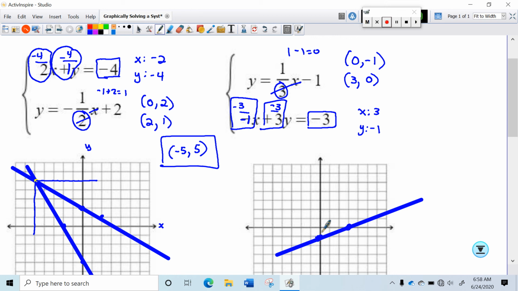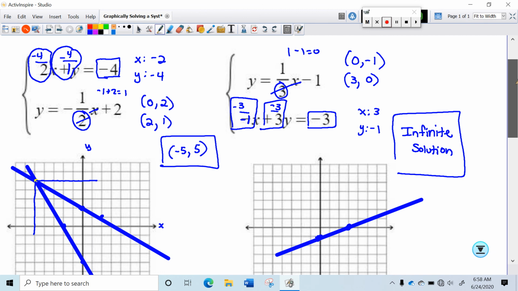Now, if you notice, those 2 points I just drew were on the same line. So technically, I have 2 lines on top of each other. When that happens, it's an infinite solution because they are touching everywhere. And that just means all the points on the line, on each line, are touching each other. They're intersecting.